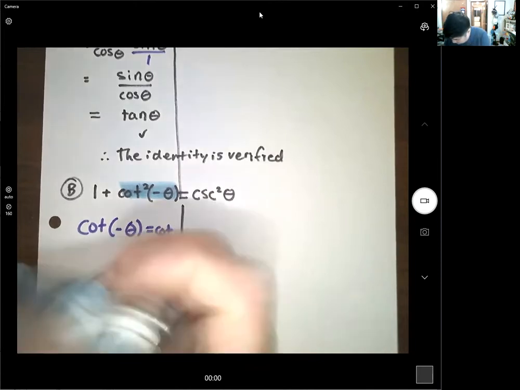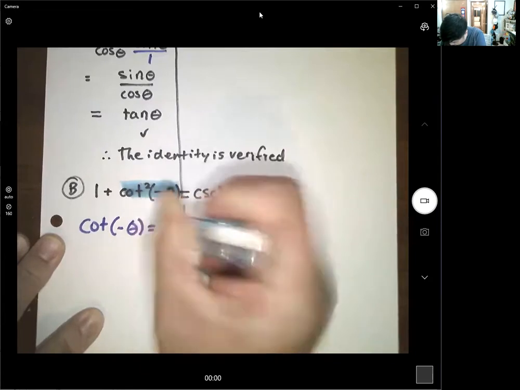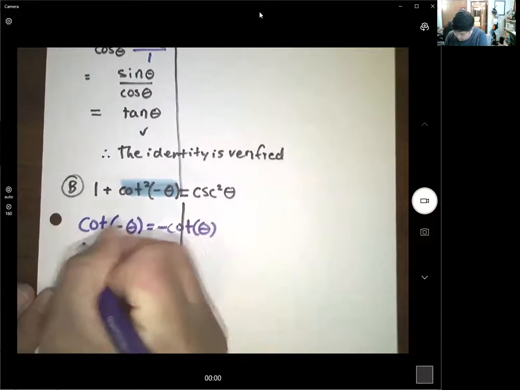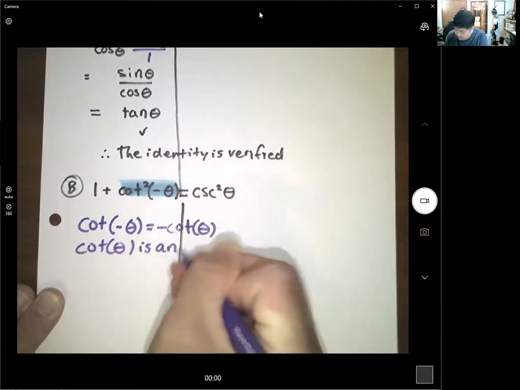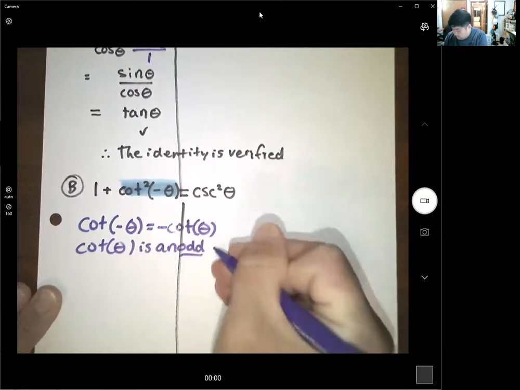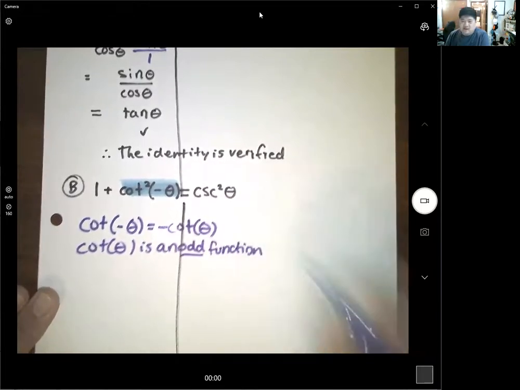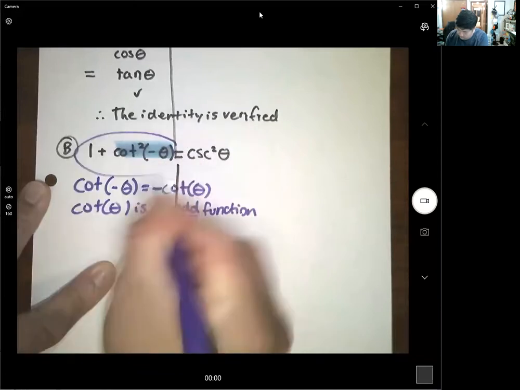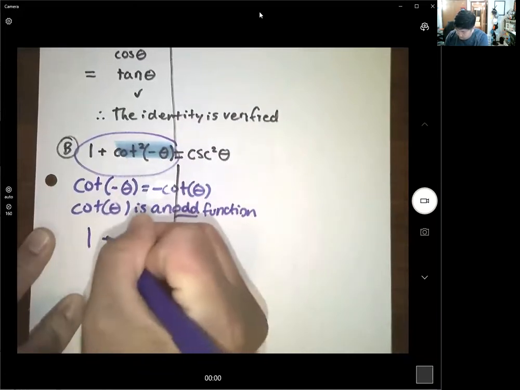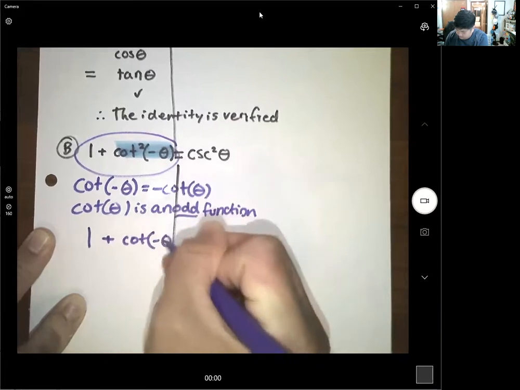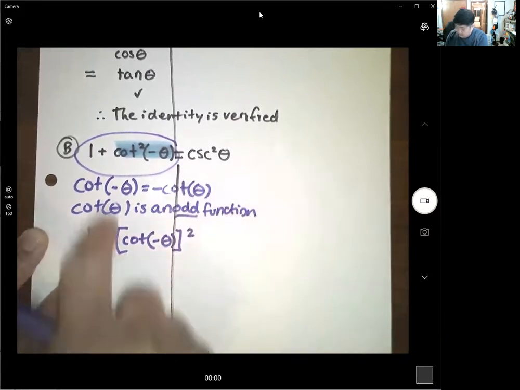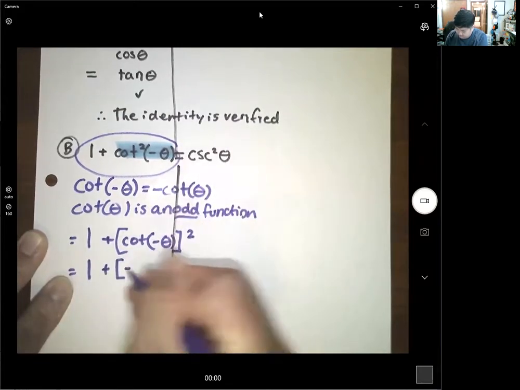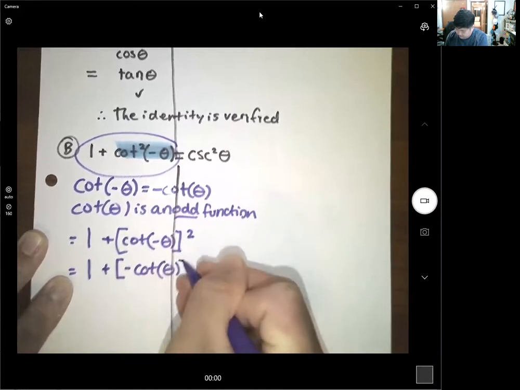I'll write it, that would be the easier way to write it, wouldn't it? So the opposite of cotangent of theta. Cotangent of theta is an odd function, so it has this property here. That's using the even and odd identities. Now another way to write this is 1 plus cotangent of the opposite of theta squared, but we see that by this even and odd identity, that is the opposite of cotangent of theta squared.